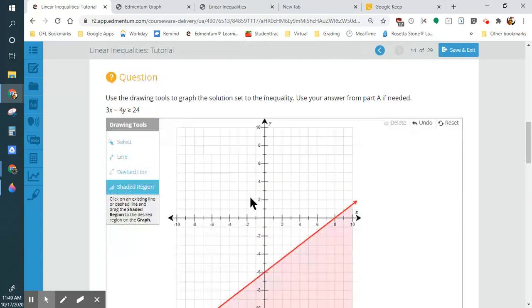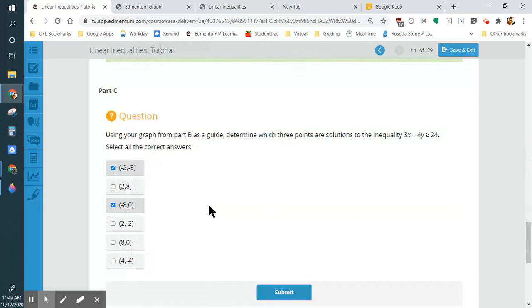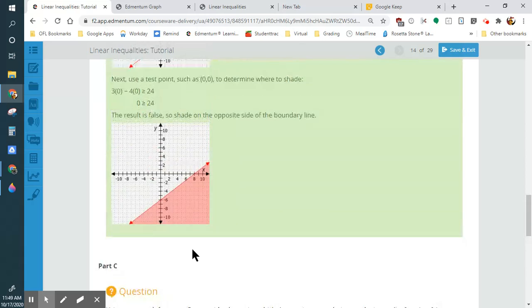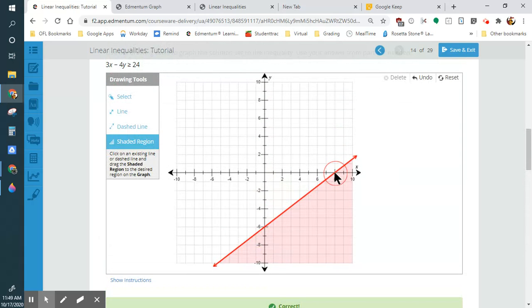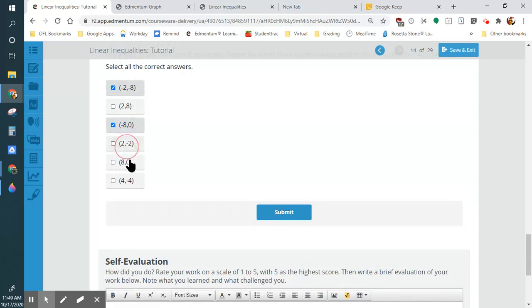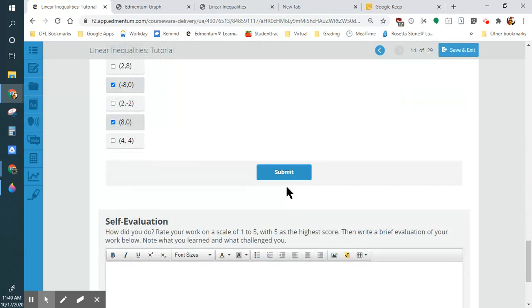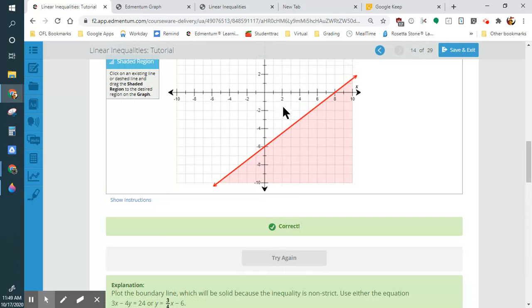2 and -2. So we're going to go to 2, -2. That's right here. Not good. Does not work. 8 and 0. If we're at 8 and 0, it's right on the line, and since it's a solid line, that means we're actually good to go. And the next one is 4 and -4. So we're going to go 4, and we're going to go down to -4. And that is right in that shaded region. So that's good to go.